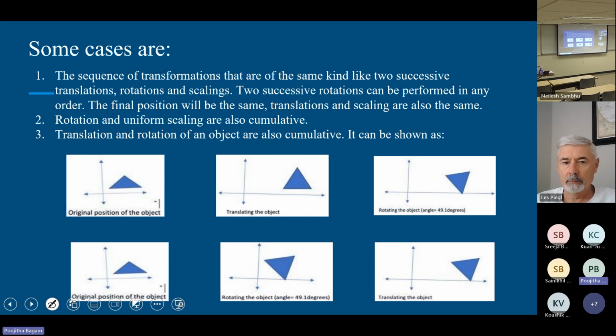So in the third case, translation and rotation of an object are also commutative. As shown in the image here, first the original position of the object is this, and then we perform the translation, which results in the second image, and then if we rotate it, it gives the final position like this.